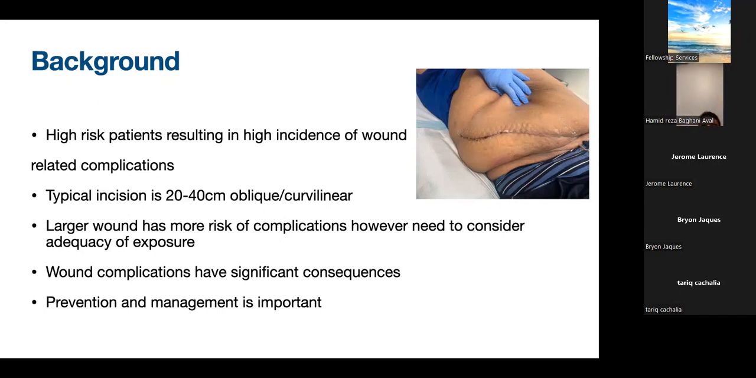But we do need to make sure that we recognize the point of the operation is to perform a safe transplant. So, you need a wound that's sizable enough to allow you adequate exposure to perform the operation you need to perform. Wound complications, although they often don't result in major issues with graft loss, do have other consequences, and their prevention and management is therefore important.